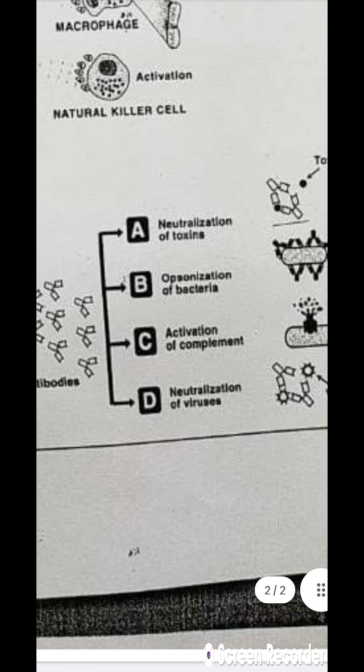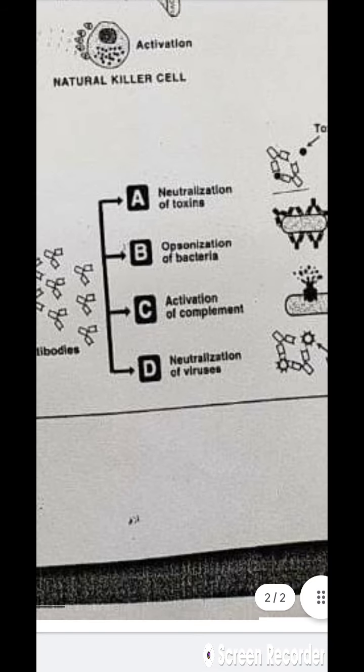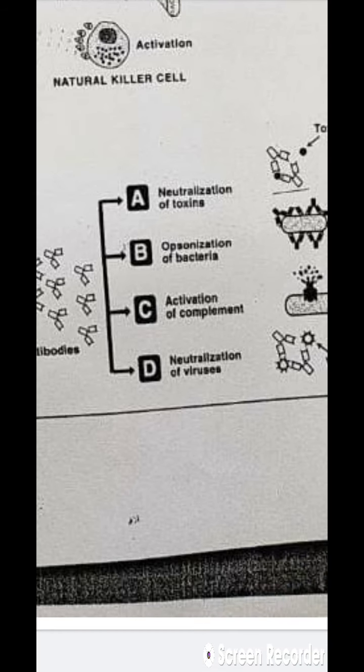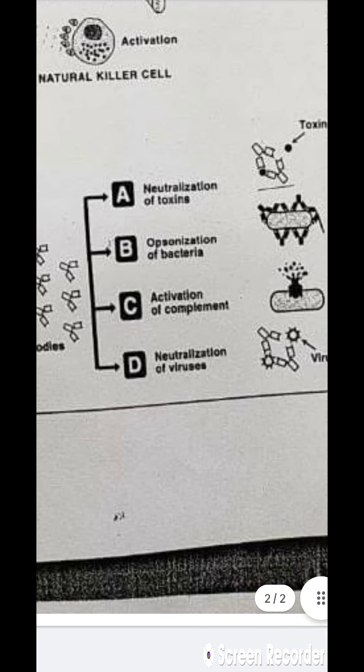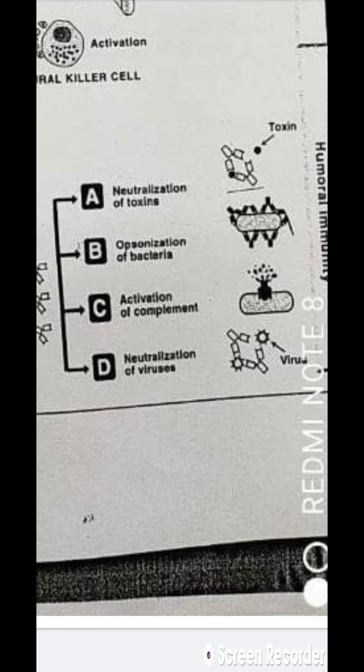Okay. Besides that, this antibody activates the complement. You know, there are two pathways of complement. One is the classical pathway and another one is the alternate pathway. Okay, and antibody IgM specifically helps in the complement activation, and the antibody sometimes can help in the neutralization of the virus also. Okay, so this is the function of the humoral immunity.